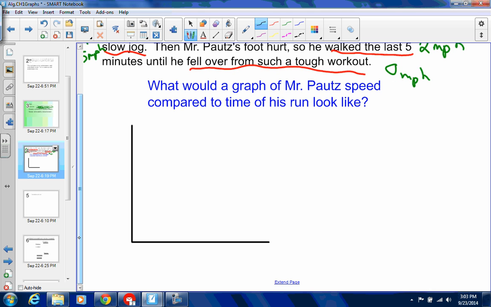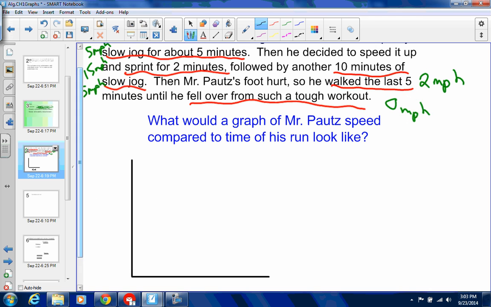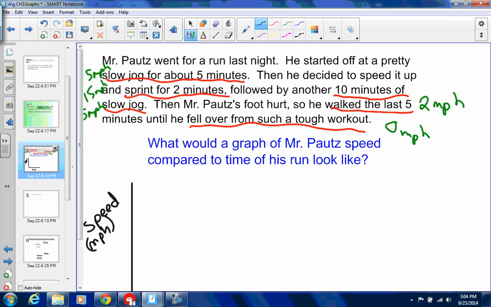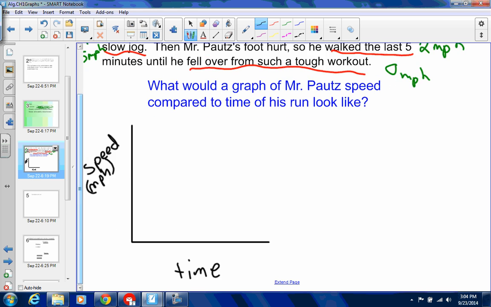Let's graph it. We're going to show that the x-axis is time. So as time goes on, we're going to look at the speed, which would be the y-axis, in miles per hour. All right, and then you can label it. I think the highest, we went 5, 2, 10, 5 minutes. That's going to give us 22 minutes total.